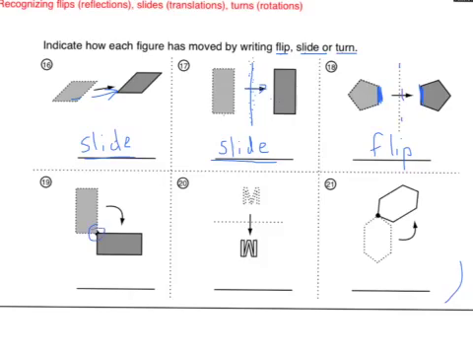And then this one has that point, and so it's a turn, because the shape is turning. And then here again we have the mirror drawn, so it's a reflection or a flip. And then here we have the turning point that the shape is turning on, and so that is called a turn.